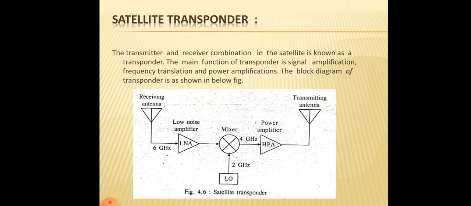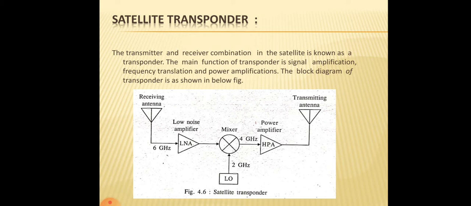The next one, satellite transponder. The transmitter and receiver combination in a satellite is known as a transponder. So it is called a satellite transponder, meaning both receiving and transmitting are there. The main function of the transponder is amplification, frequency translation and power amplification. The block diagram you can see over there.